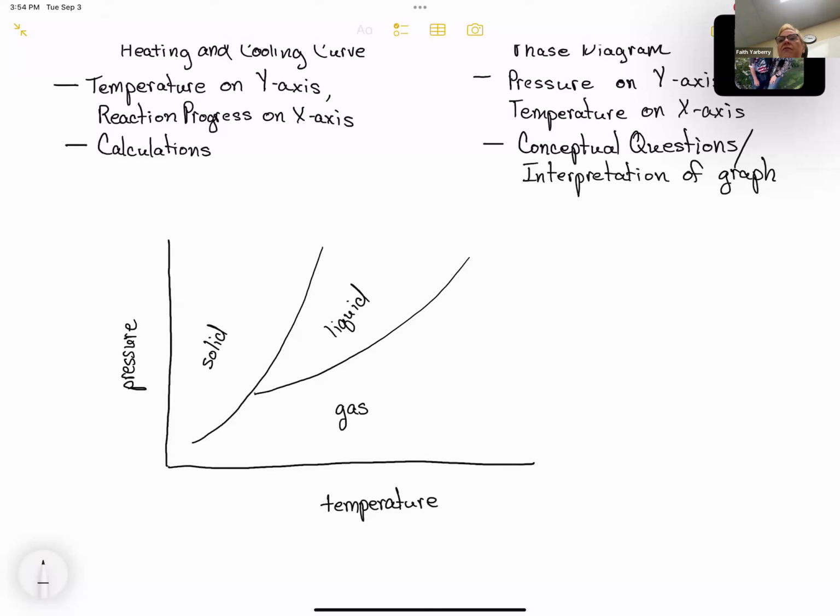Now, in phase diagrams, there is a point where all three phases exist, and this is called the triple point. You have to have just the right pressure and just the right temperature for you to have a triple point, so that you have solid, liquid, and gas all existing simultaneously.